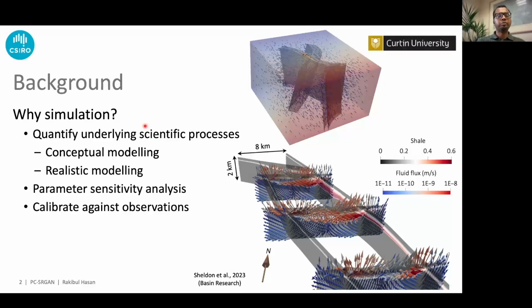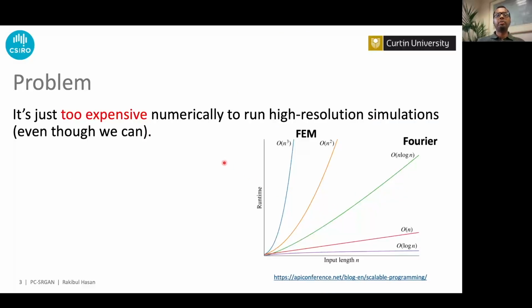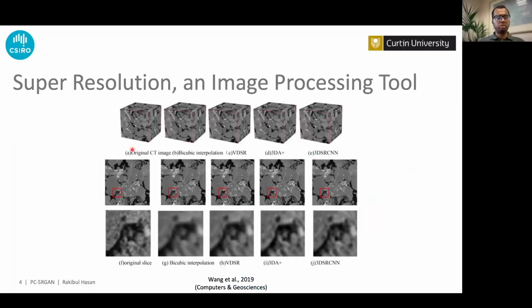Now, why do we need simulation? First of all, we'd like to quantify underlying scientific processes, and it is important in various areas. Now, the problem: the simulation is too expensive numerically. That means it takes a lot of time and higher configuration. So what can we do about that?